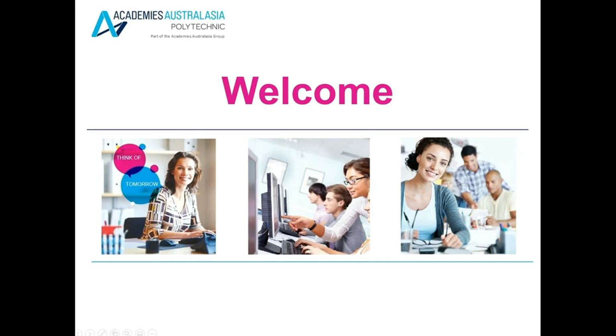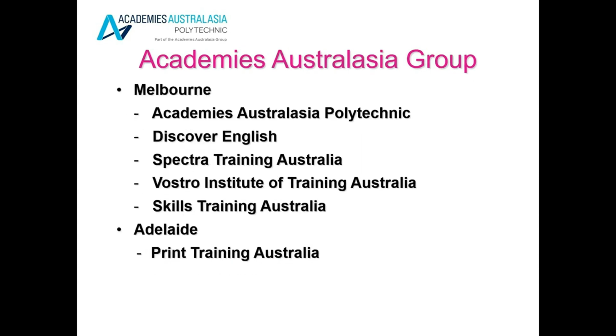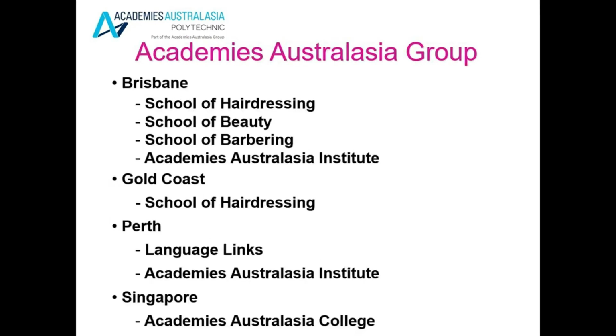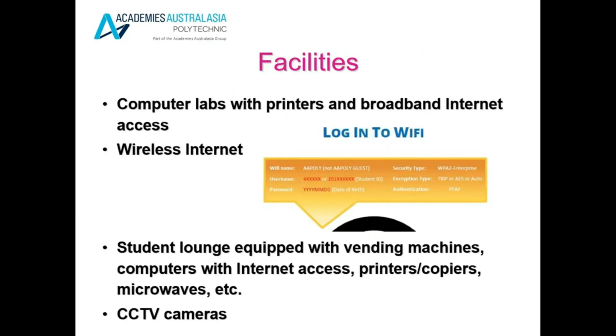Academies Australasia Polytechnic, also known as AAPoly for short, is part of the Academies Australasia Group. The Academies Australasia Group has various campuses throughout Australia and Singapore. We have campuses in Sydney, Melbourne, Adelaide, Brisbane, the Gold Coast, Perth, and Singapore. Our campuses in Melbourne are on Bourke Street and Swanston Street, within walking distance.